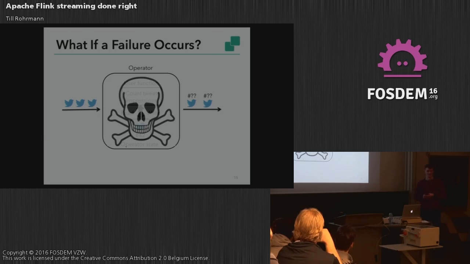However, what happens if the machine on which our operator runs crashes? Then our data is lost, right? And henceforth, we are counting incorrectly, which is not what I've said before, that Flink gives you exactly-once processing guarantees. There has to be some means to recover from a failure like a machine outage, for example.